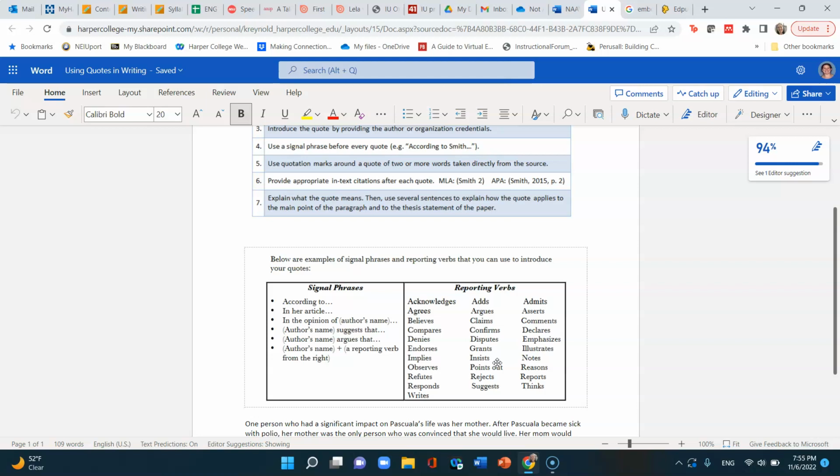So before you say the quote, make sure to say Pascuala says. Don't just drop the quote. Dropping a quote means when we use a quote, but we don't introduce it in any way. We just stick it in there. So always use a signal phrase.